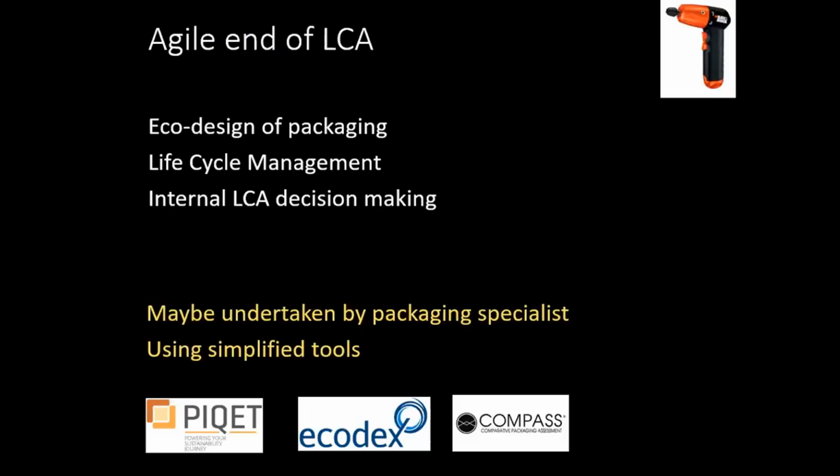At the agile end, I won't call it the small end of LCA, but in the agile end, we have eco-design, lifecycle management, some internal decision-making. Here, you would use some of the simpler tools. It may be done by a packaging specialist or a technical specialist within the company. And here you've got simplified tools. There's things like PKG, EcoDex, Compass, and I think Garby also have a packaging tool. So these are simplified tools. You don't get to see into the full background database. They are structured around the packaging industry, so they can be used in a more ongoing sense.